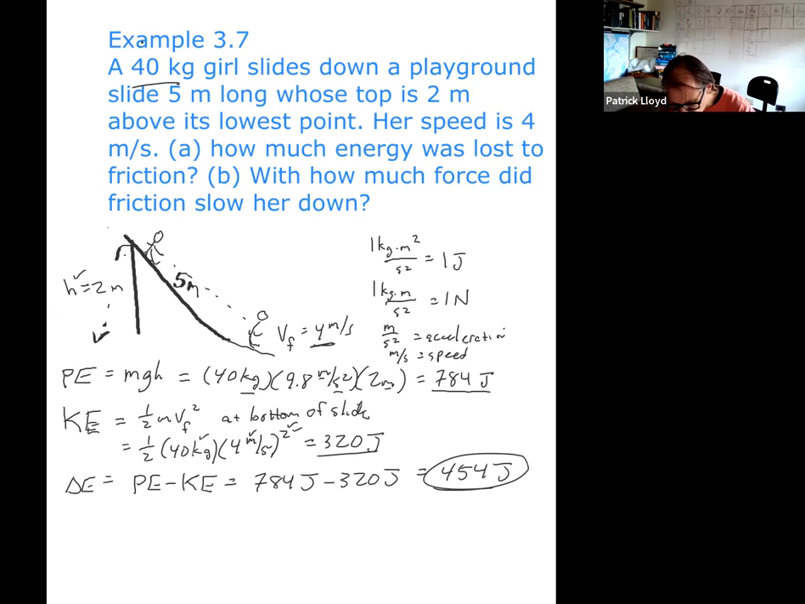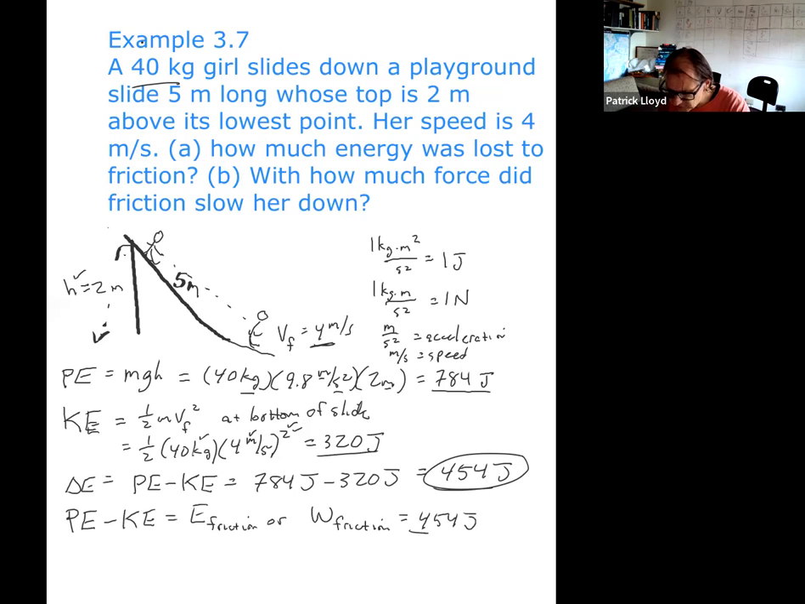So now we can say that the potential energy minus the kinetic energy is just your frictional energy. I'll write that as E friction. Sometimes people call it a type of work, so we could call it frictional work. It doesn't matter, whichever you want to call it. But we know the value is 454 joules.